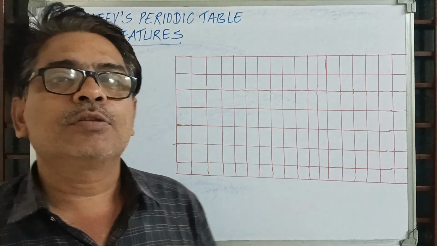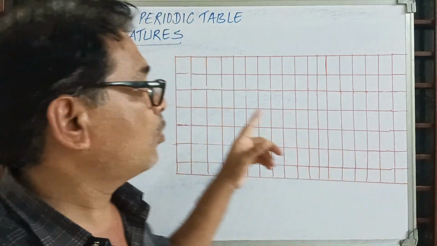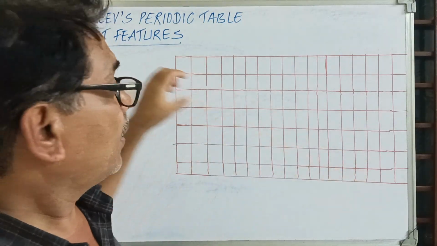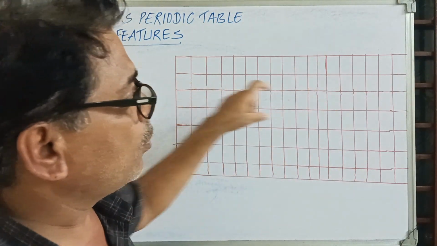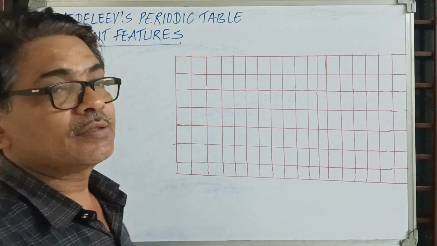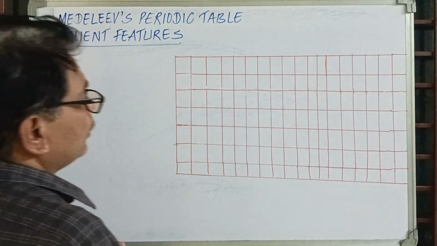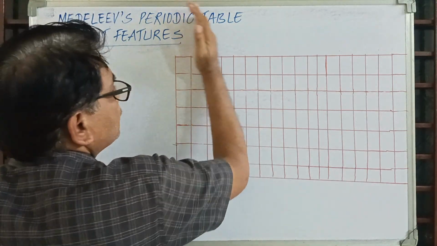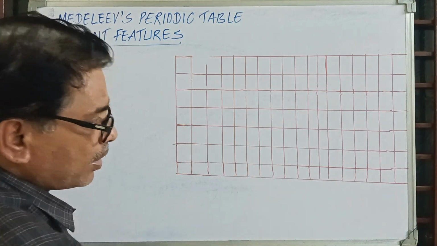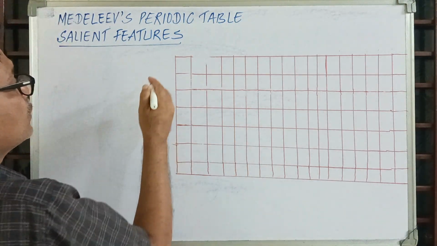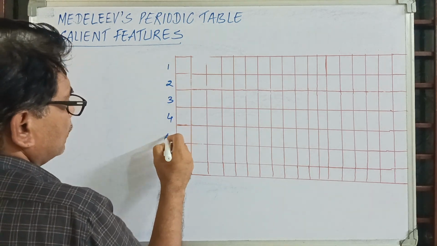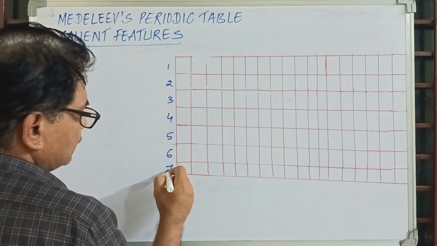Drawing a periodic table is also very easy. I have drawn 18 columns and 7 horizontal rows. These are horizontal rows and 18 columns like this. What we need to do is very simple. This way we call it a period, and down the track we call it a group. Therefore, this is the first period, this is the second period, this is third, fourth, fifth, sixth, and seventh.